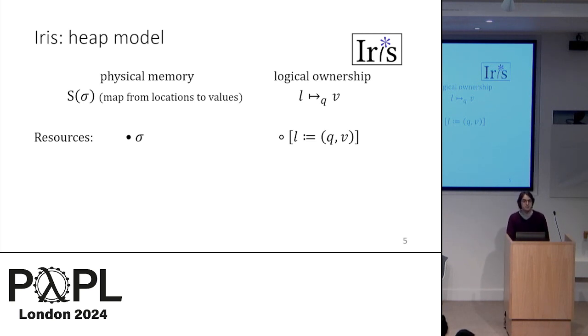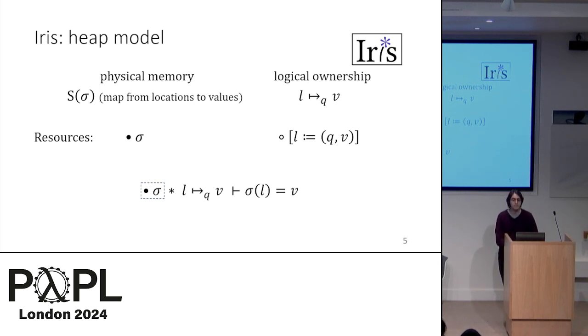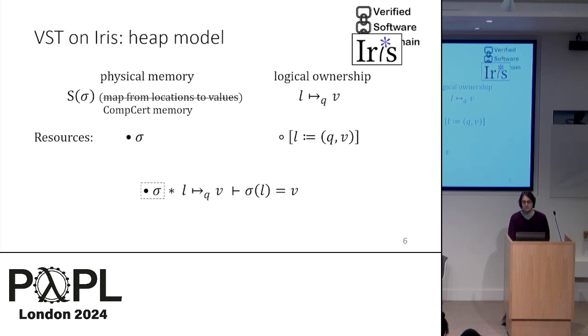And this algebra is defined so that if we have these two things starred together in separation logic, if we have the monolithic heap and we have the fragment in a single points-to assertion, we can conclude things like if we look up that location in the heap, we will in fact find that value. So all of this works really nicely for building a separation logic on top of this sort of memory. The problem is that it doesn't work with CompCert.